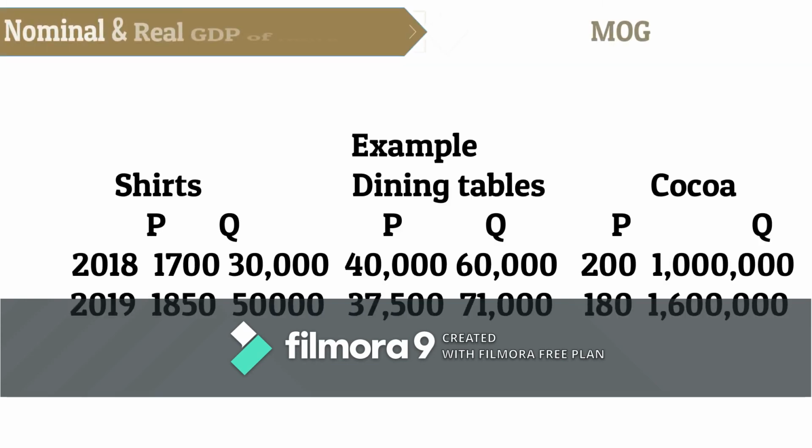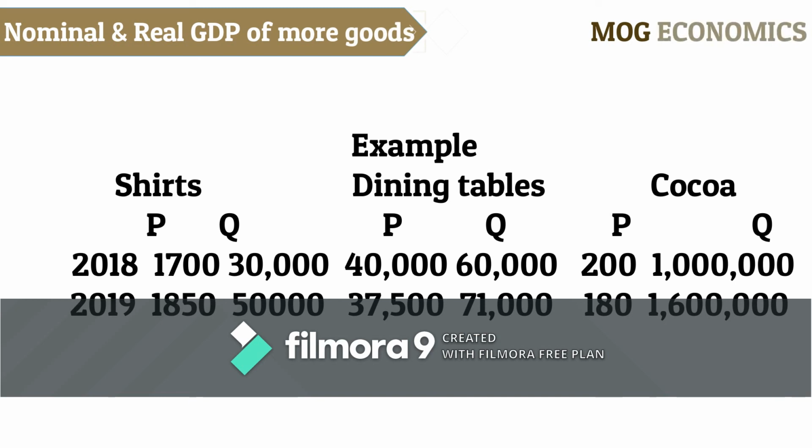In 2018, Nigeria produced 30,000 shirts at 1,700 naira each, 60,000 dining tables at 40,000 naira each, and 1 million cocoa at 200 naira each. In 2019, Nigeria produced 50,000 shirts at 1,850 naira each, 71,000 dining tables at 37,500 naira each, and 1.6 million cocoa at 180 naira each. Using 2018 prices as base year, calculate the nominal and real GDP for both years.